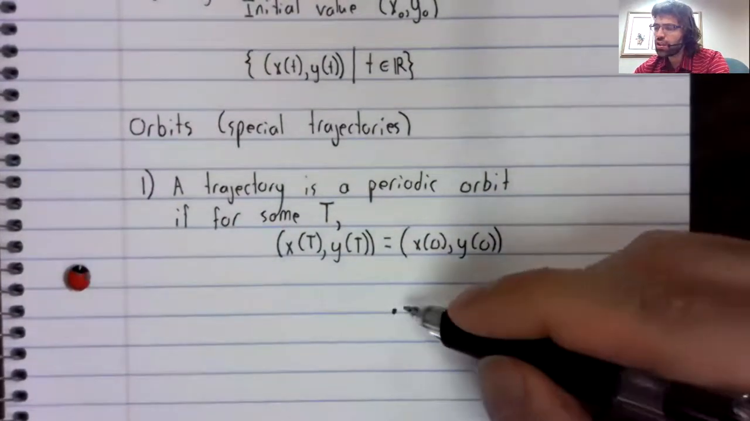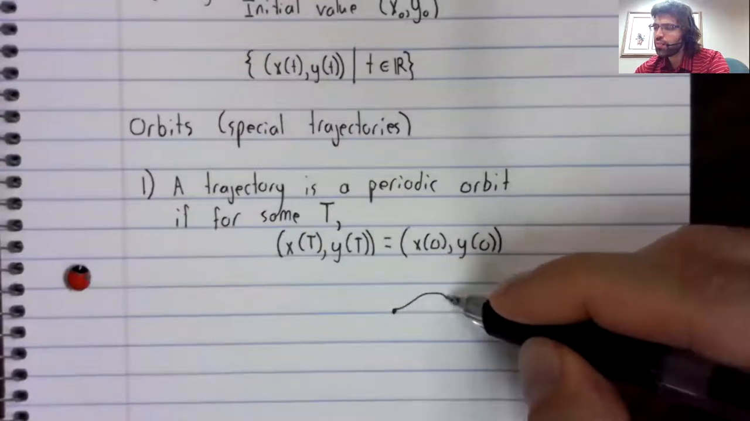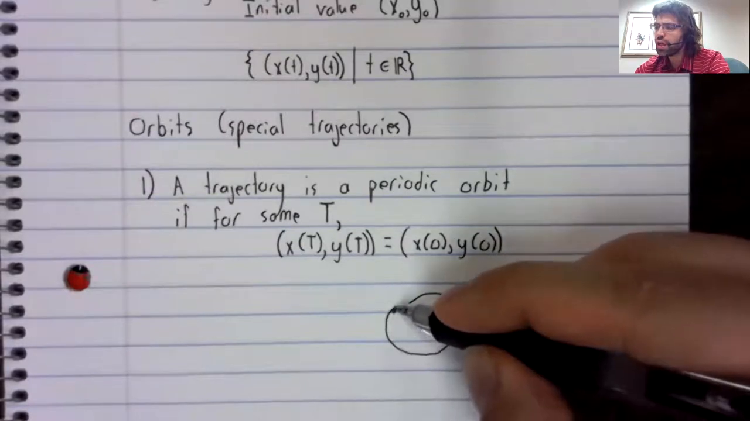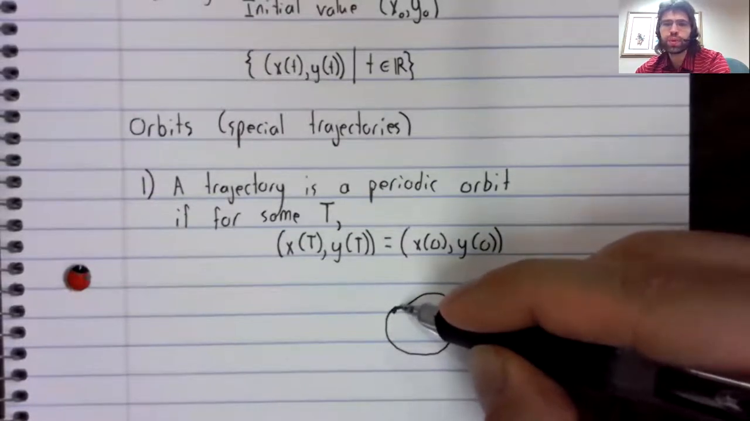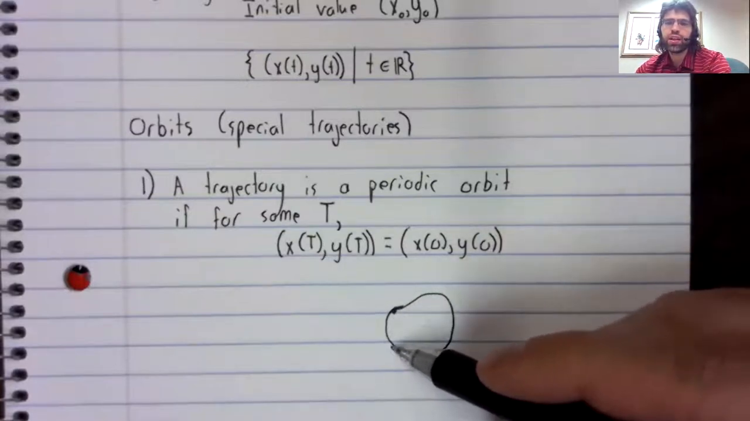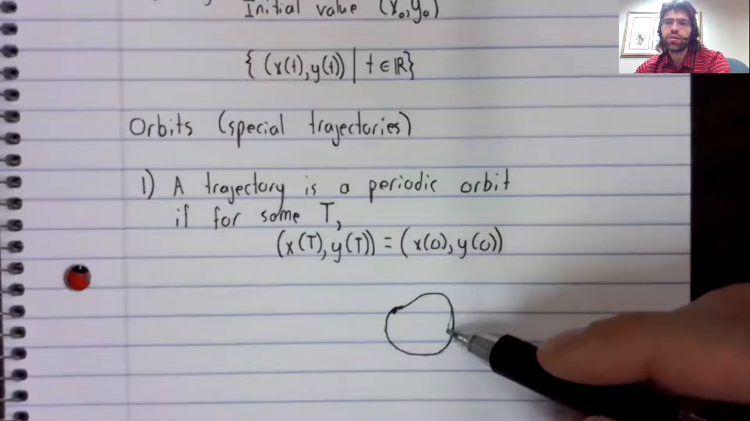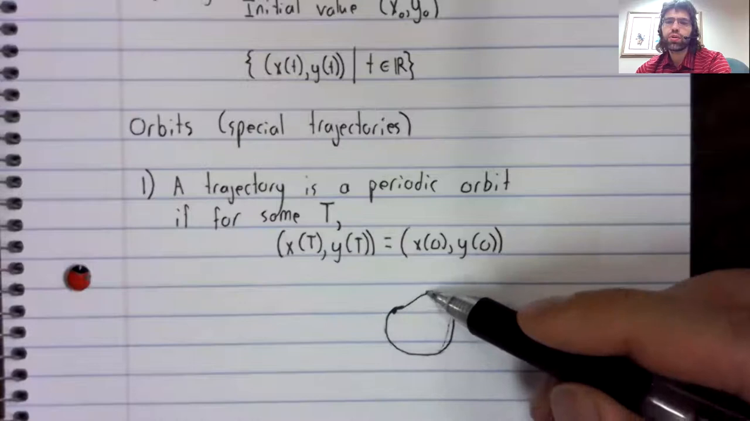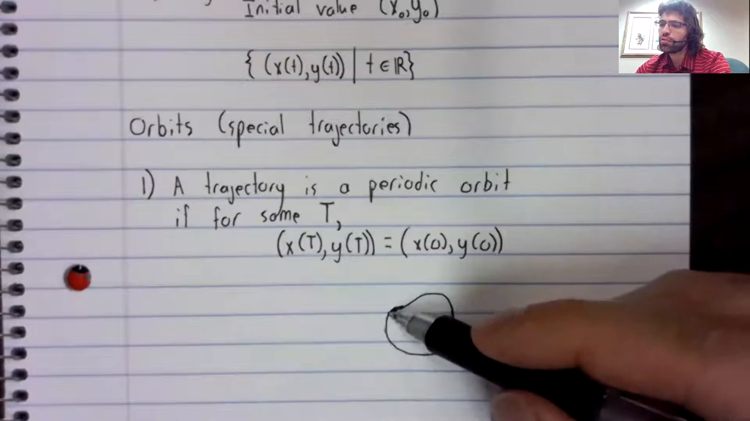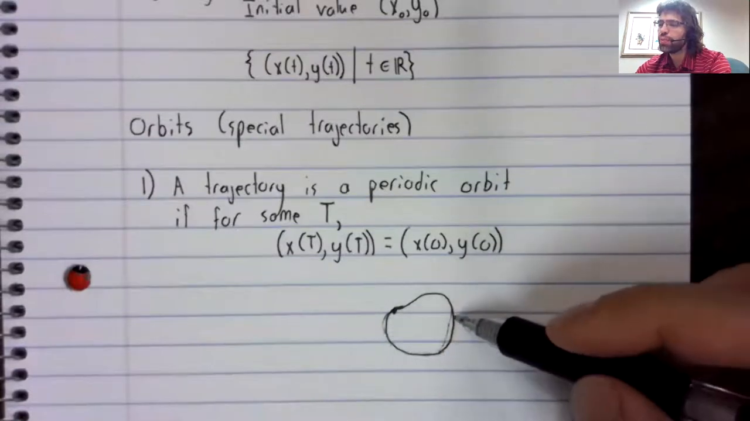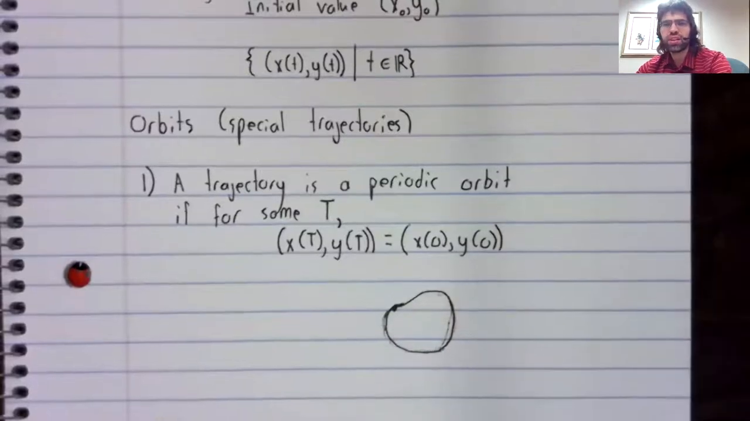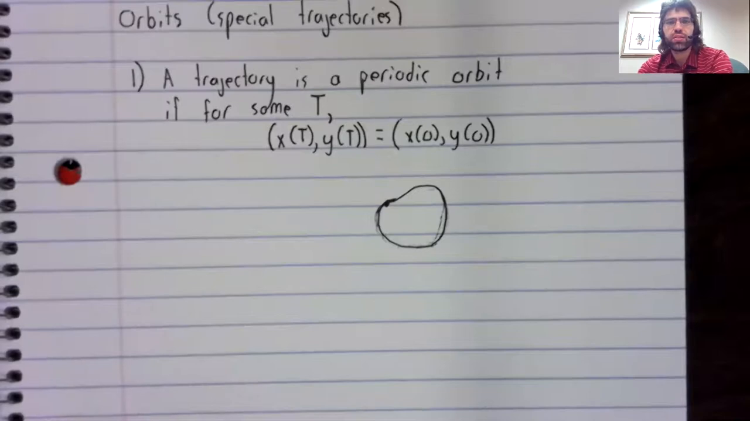So we start here, time passes. After capital T time units have passed, we are back here. And as time goes to infinity, we just travel this path over and over. And as time goes to negative infinity, we travel the path over and over in the opposite direction.